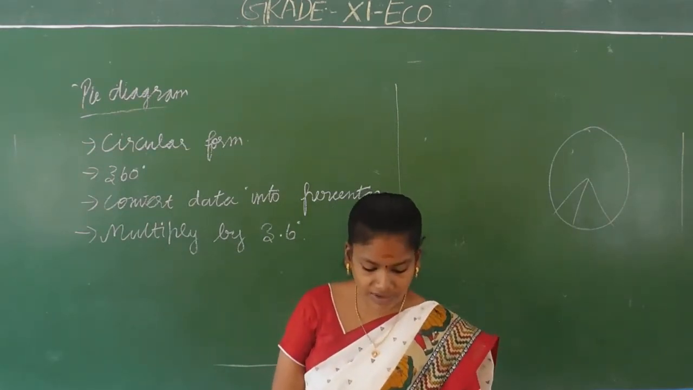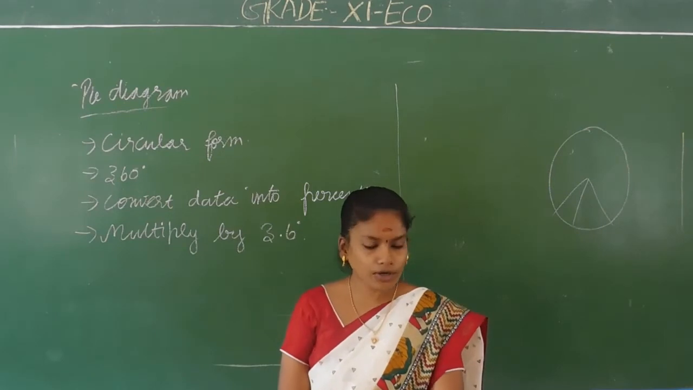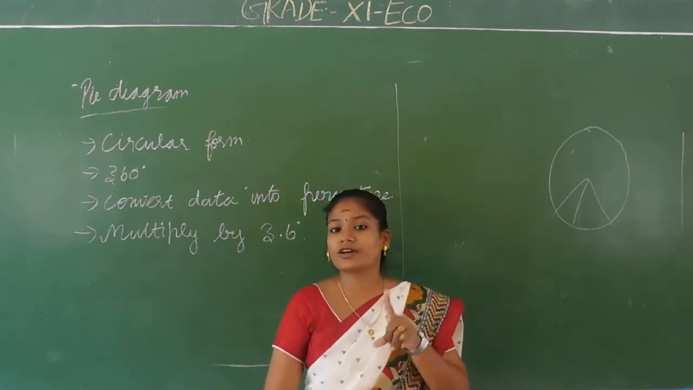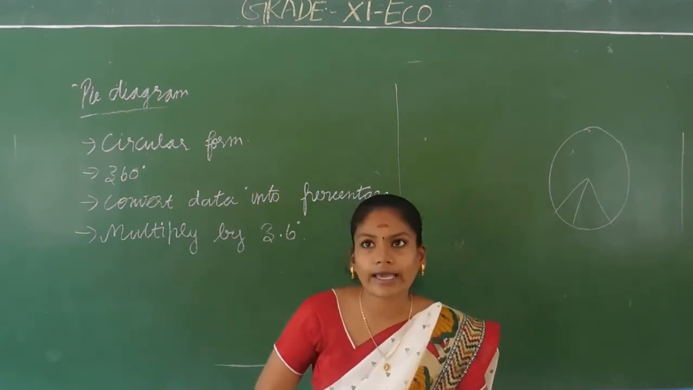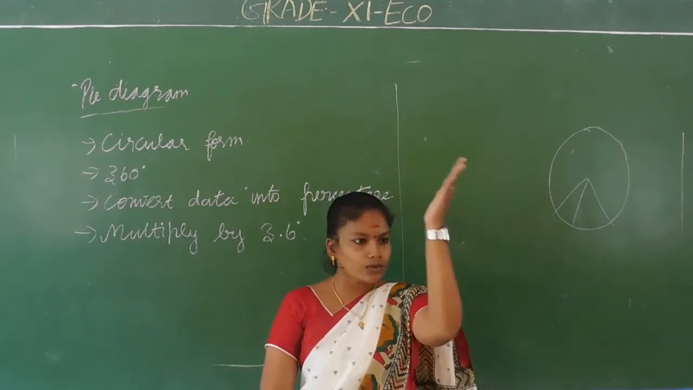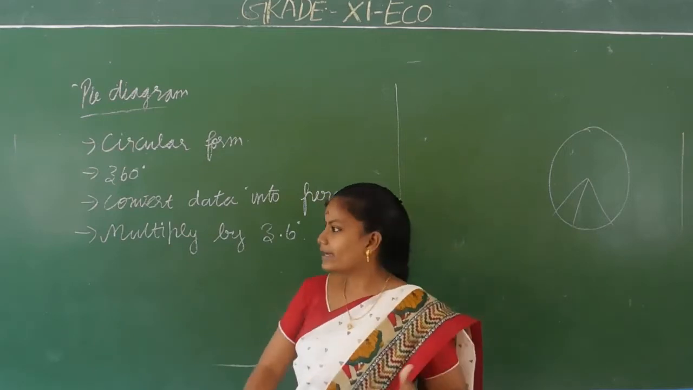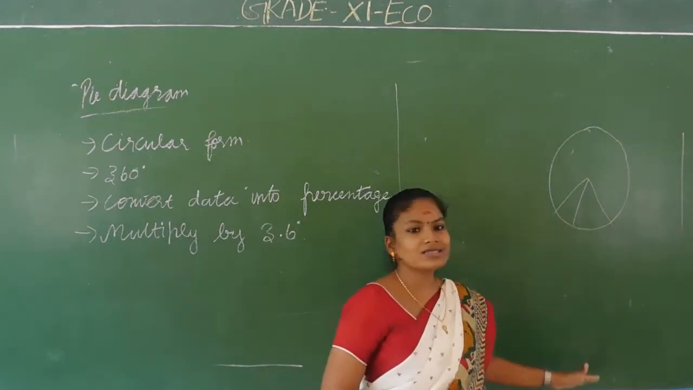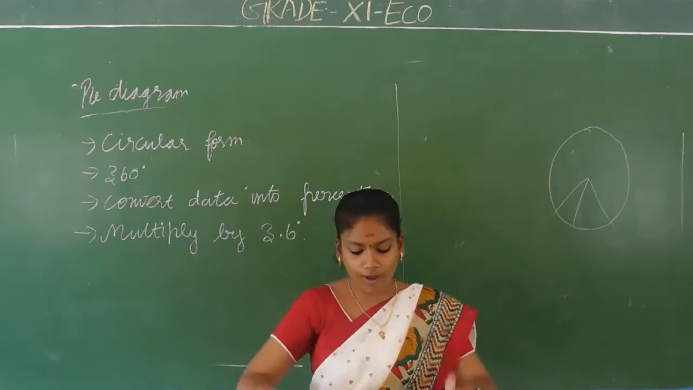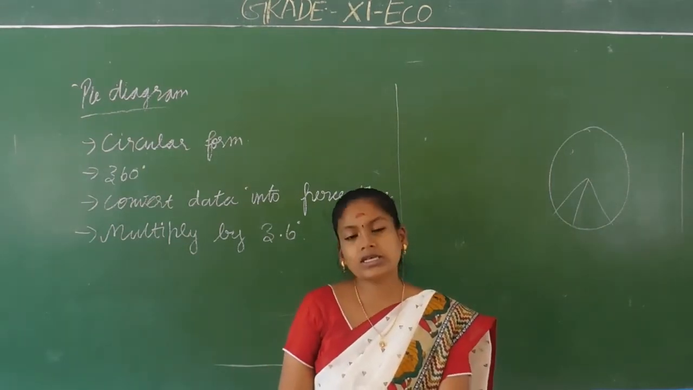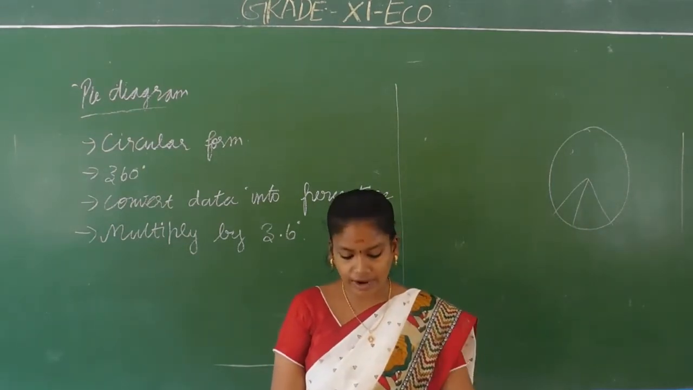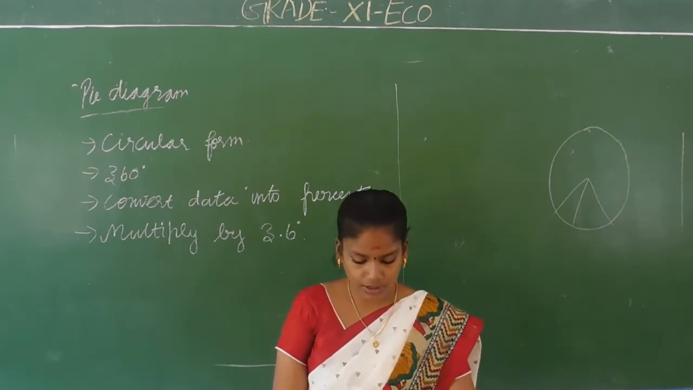So what is given here? It is also a component diagram. What did we discuss first? It is a component diagram. A component bar has a rectangular bar which has components. A pie diagram has components in the shape of parts of a pie. So this is a circle whose area is divided among the various components.